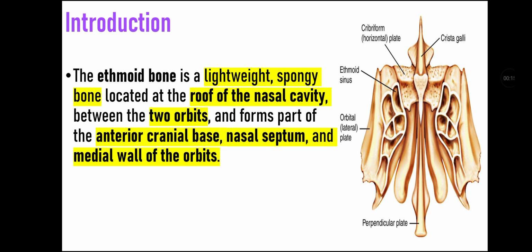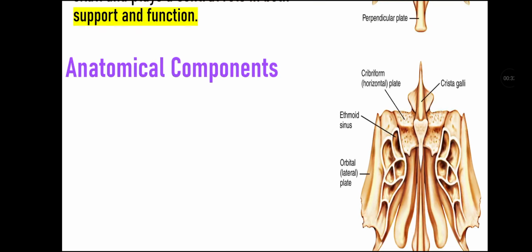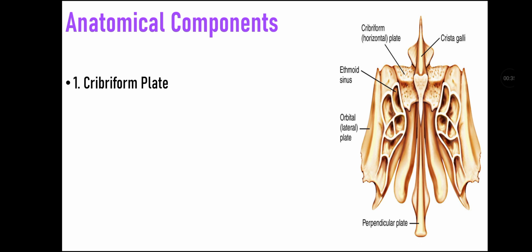Ethmoid bone is a lightweight, spongy bone located at the roof of nasal cavity between the two orbits and forms part of anterior cranial base, nasal septum and medial wall of the orbit. It is one of the most intricate bones in the skull and plays a central role in both support and function. Talking about its anatomical components, it has cribriform plate, or cribriform plate, whatever accent you prefer.